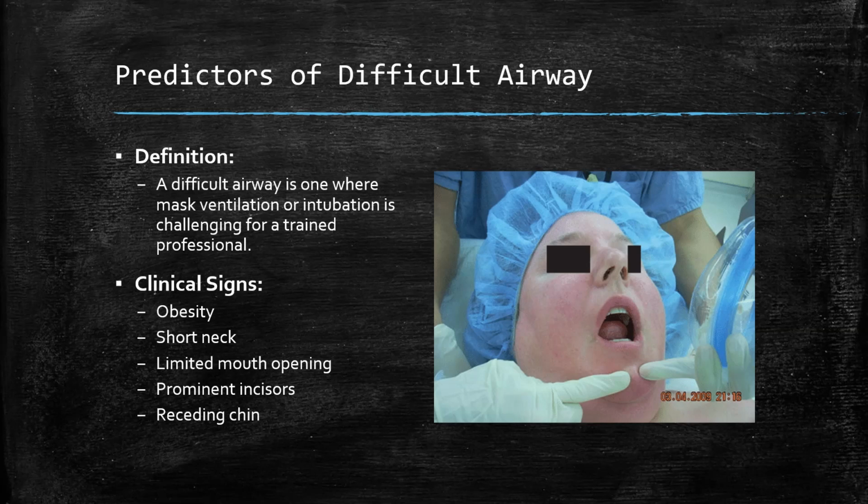And don't forget neck mobility. Limited motion, like in arthritis, ups the challenge. Here's a Mallampati chart and a photo showing how to measure thyromental distance. These predictors aren't foolproof. Studies show only about 25% of anticipated difficulties pan out, but they help us plan ahead.